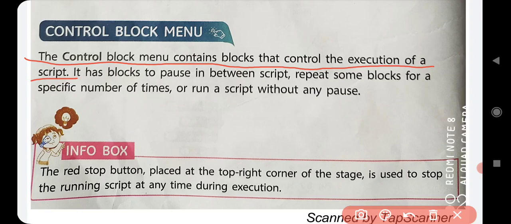In the control block menu, we have a total of 10 categories of blocks. In that we have one block category, that is the control block menu, and it contains blocks that control the executions of a script. It has blocks to pause in between a script, and repeat some blocks for a specific number of times.